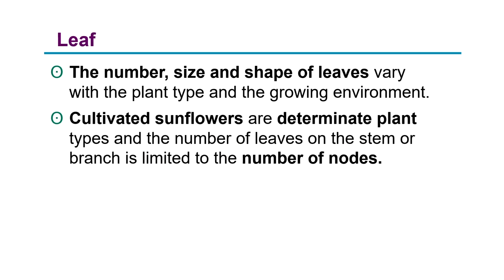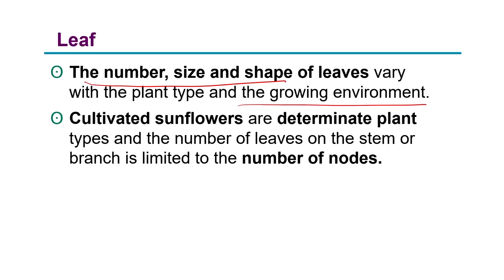Now we see the morphology of the leaf. The number, size and shape of leaves vary with the plant type and the growing environment, meaning varieties and environment affect the number, size and shape of the leaves. Cultivated sunflowers are determinate plant types, and the number of leaves on the stem or branch is limited to the number of nodes, because each node will bear one leaf.